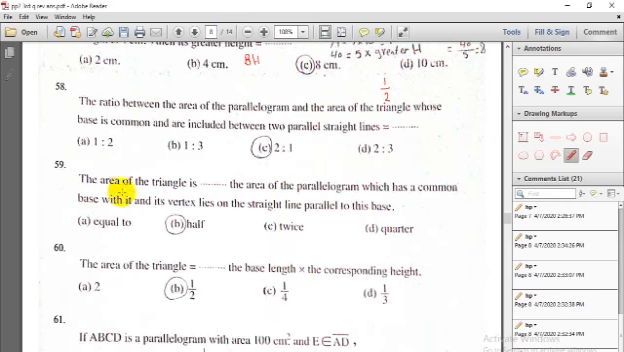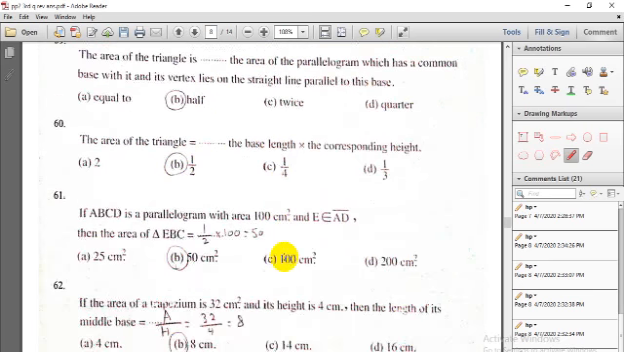Let's see here. The area of triangle is not the area of parallelogram. Triangle is what? Half, as we said. The area of triangle equals not base times height, but half base times height. Very good.